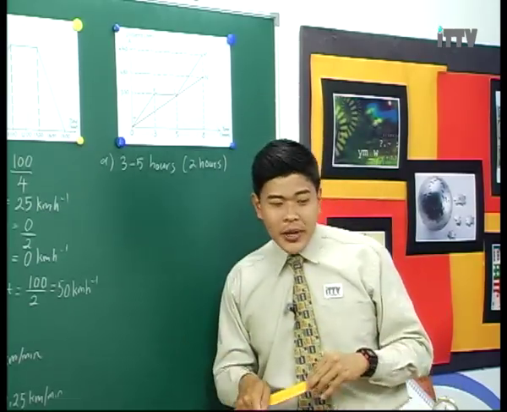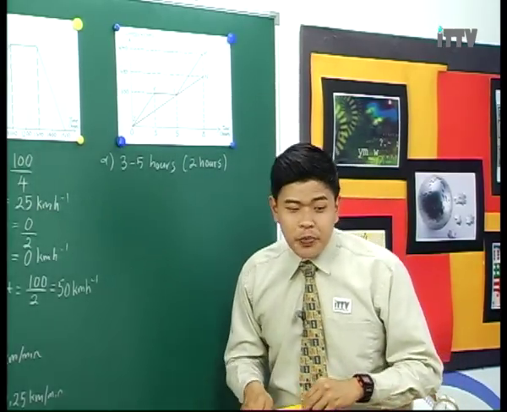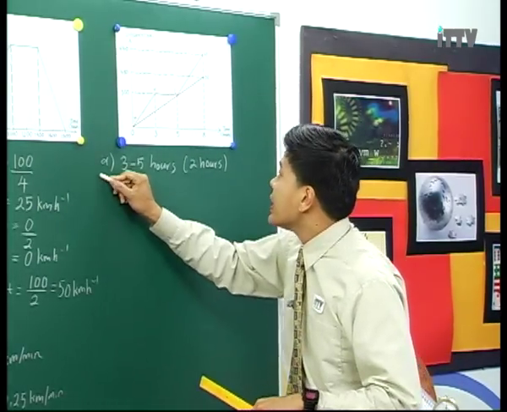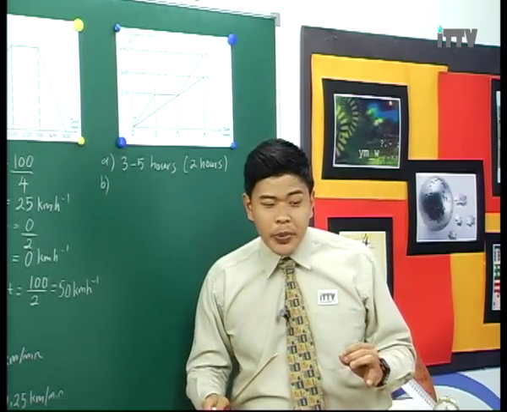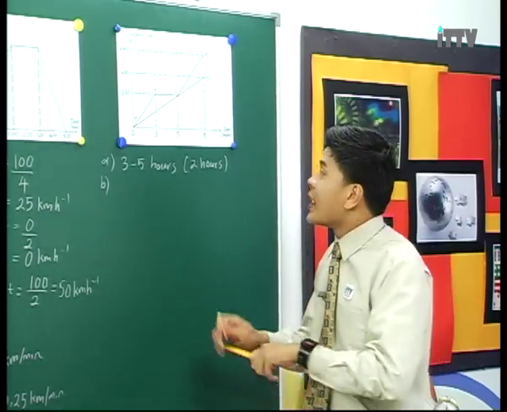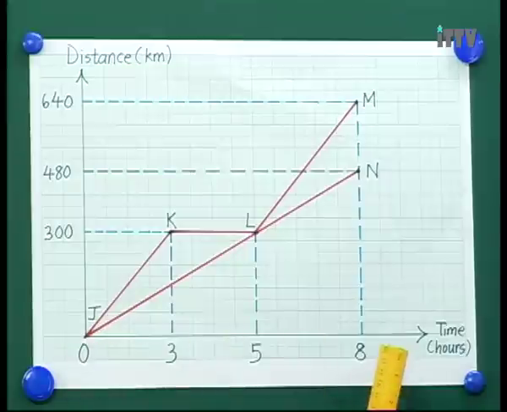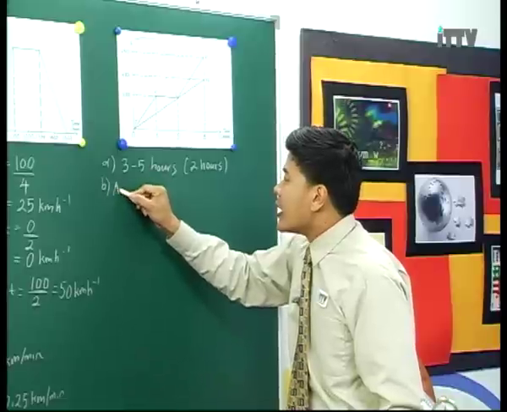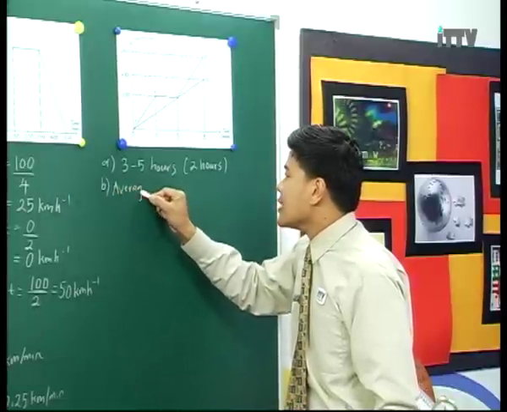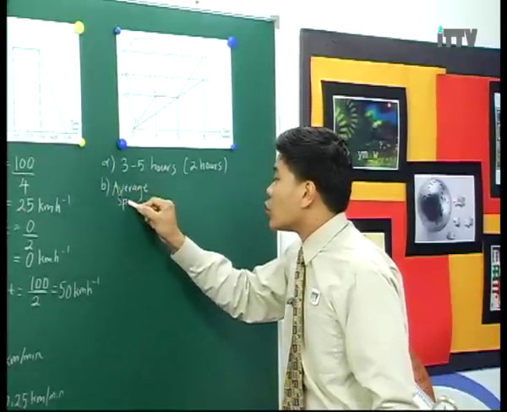Now, let's take a look at B. Calculate the average speed of the lorry during the period of 8 hours. So it is the whole journey of the lorry. So what is average speed? Again, it is total distance over total time.